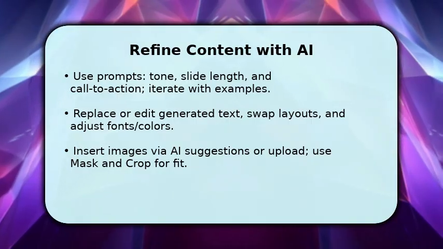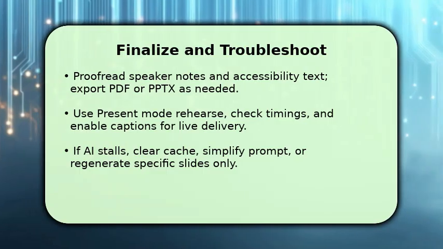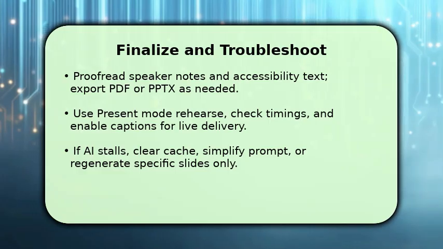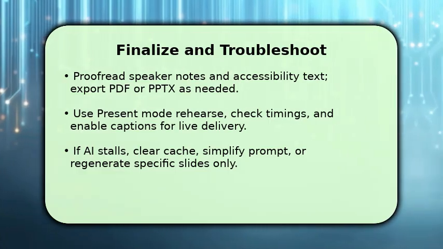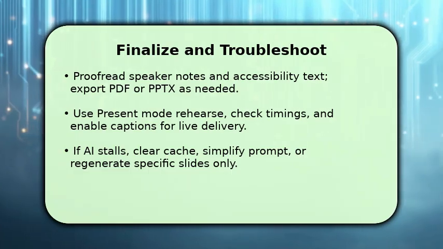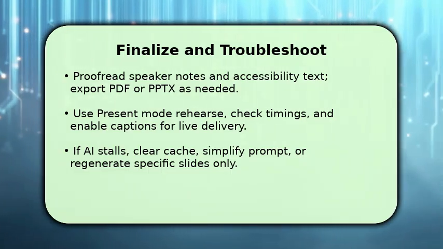To finish, proofread slide text and speaker notes, confirm alt text for images, and export to PDF or PPTX if required. Then rehearse in present mode, set slide timings, and enable captions for accessibility. If the AI produces inconsistent phrasing, ask for uniform voice and regenerate those slides only.